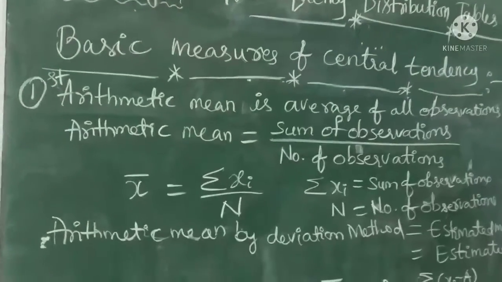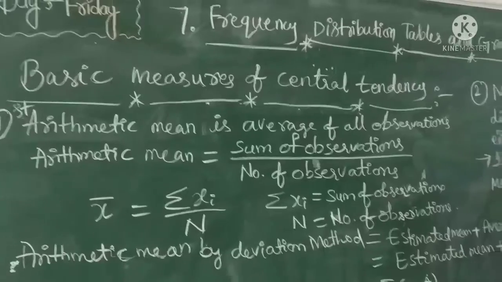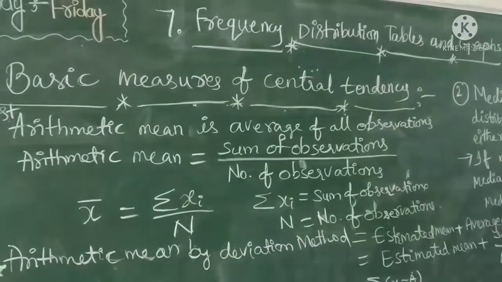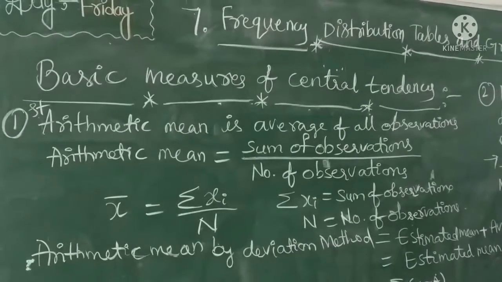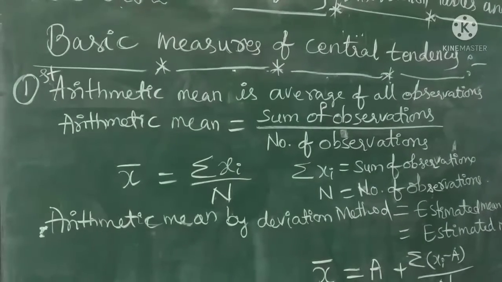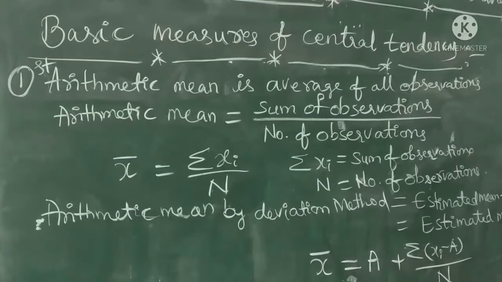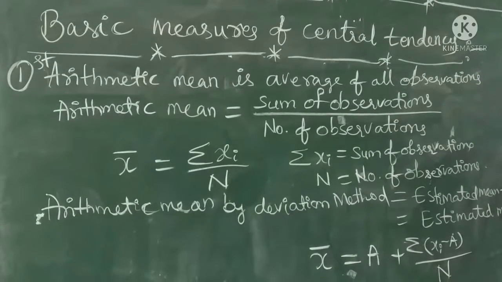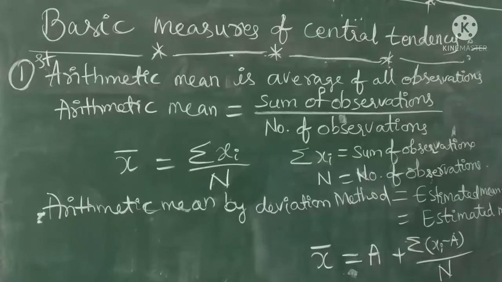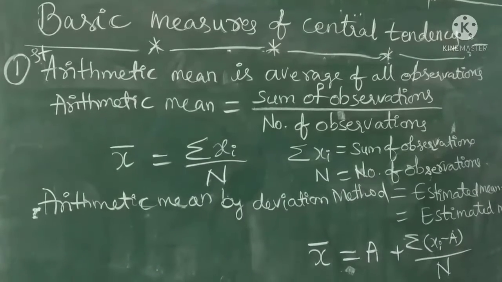Now the next topic is basic measures of central tendency, of this frequency distribution tables and graphs chapter, 7th chapter of 8th class maths. Among the basic measures of central tendency, the first one is arithmetic mean. The definition of arithmetic mean is that it is nothing but the average of all the observations. So the formula is arithmetic mean equals sum of observations by number of observations.